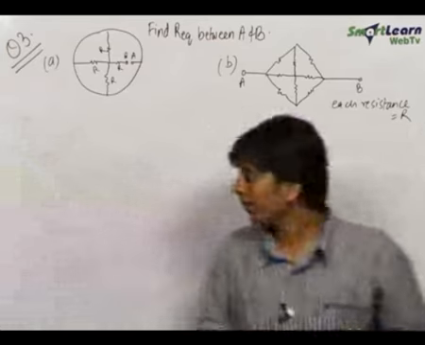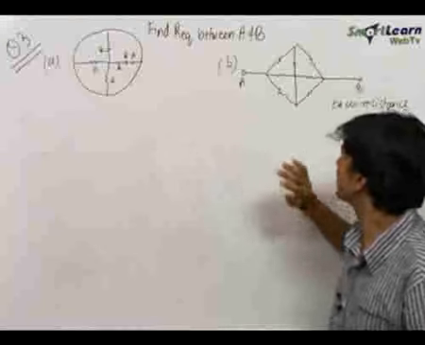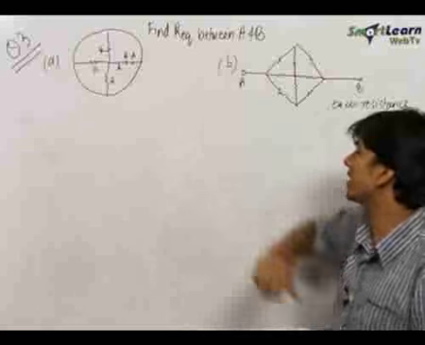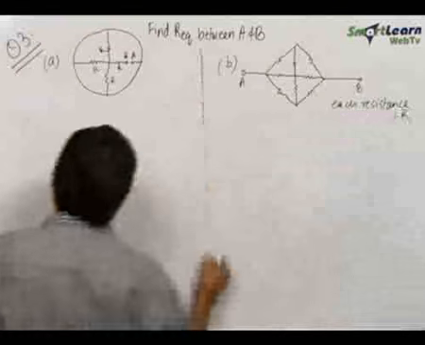The third question: we have been given two circuits. For each of the two circuits, we need to find out the equivalent resistance between A and B. So let us begin with the first part.